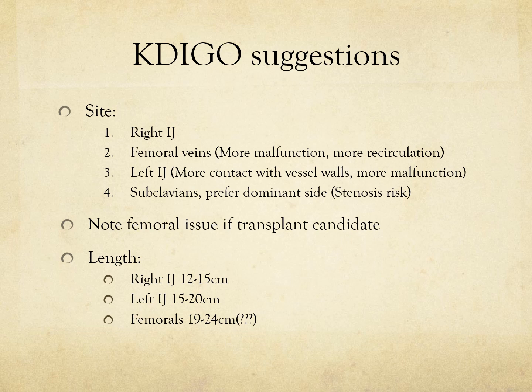The length, so the right IJ line will be the shortest. We tend to have 15 centimetre lines, which tends to be perfectly adequate. A left IJ line will have to be slightly longer, and in the femoral, the longer the better, to avoid recirculation.